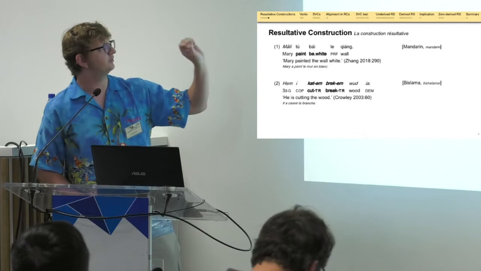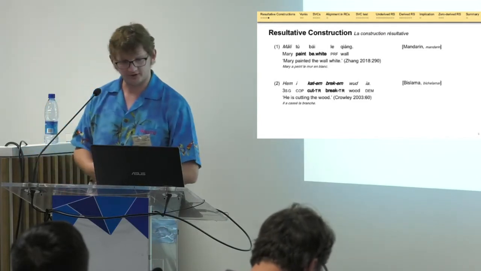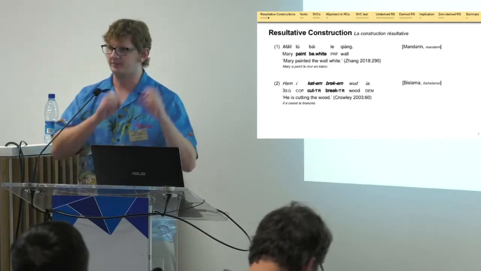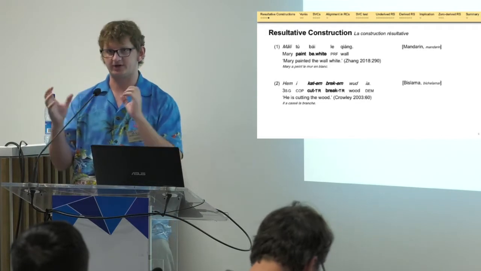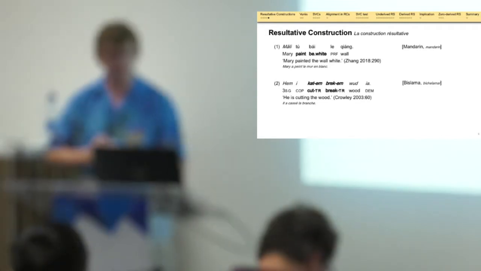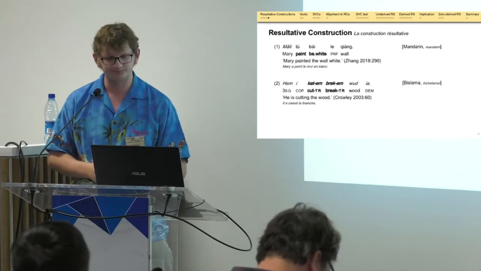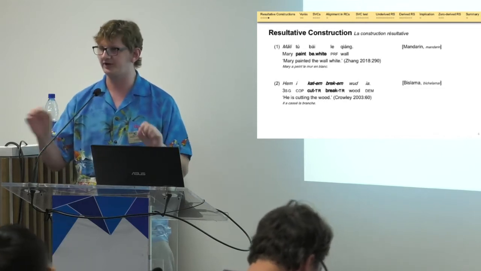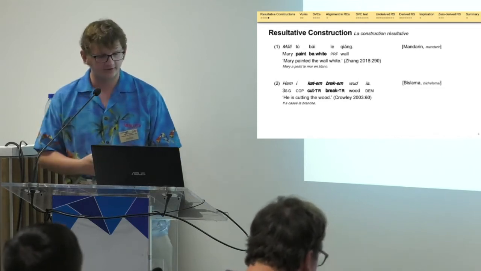We can really see what's going on. So: Mary painted the fence white, the wall white. You've got paint, be white, which together form something like a serial verb construction. You've got a first verb and a second verb. One of them is the causing verb, the other one is the effect verb.